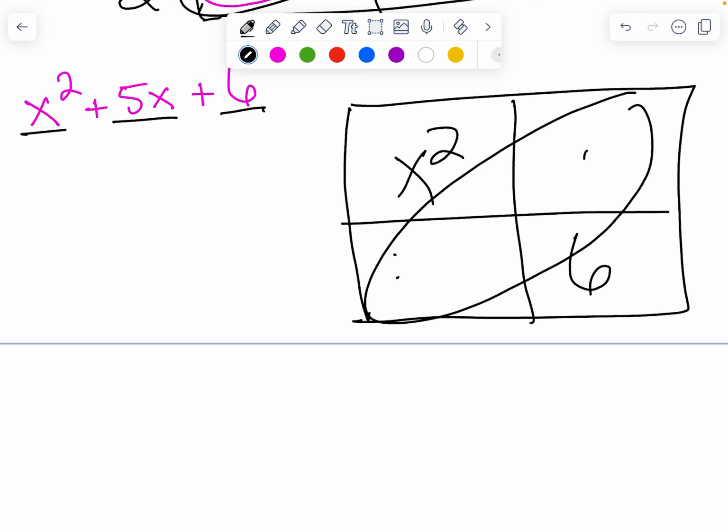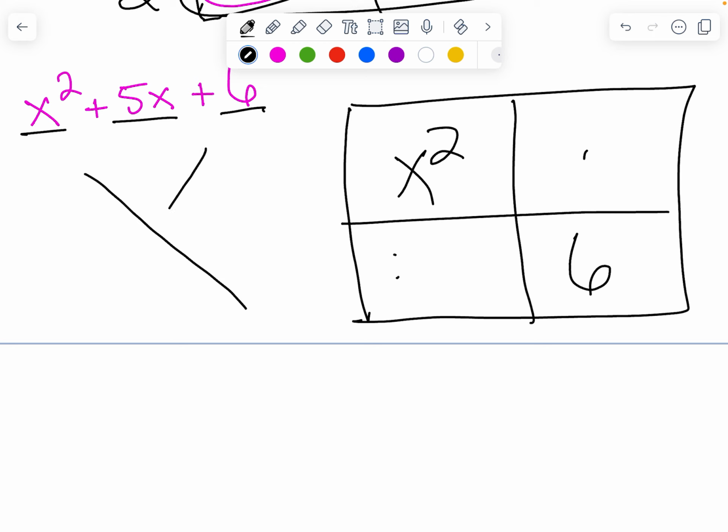So to find those two, what we're going to do is use this little method. And we're going to take this a equals 1 because there's nothing there. B equals 5. C equals 6. We're going to multiply the 1 times the 6. We get 6. And then we put the 5 here. So we need 2 numbers that multiply to give me 6, but when I add them, they give me 5.